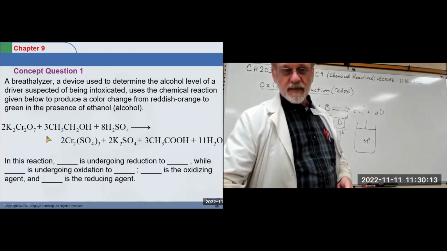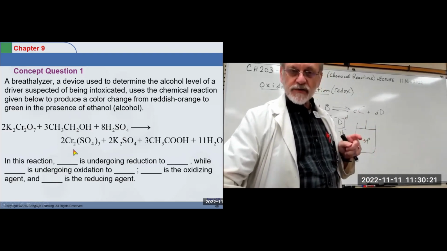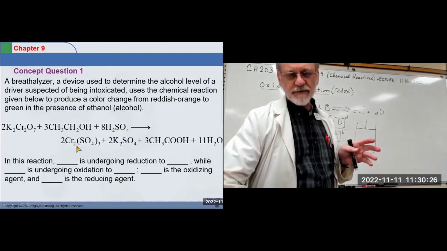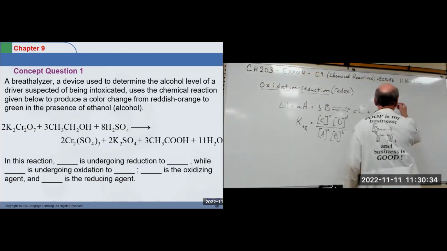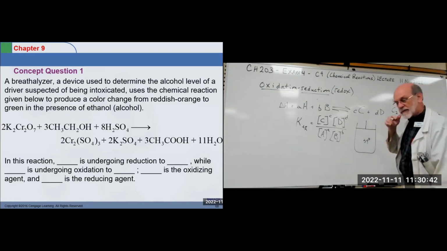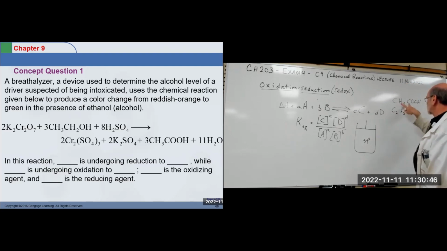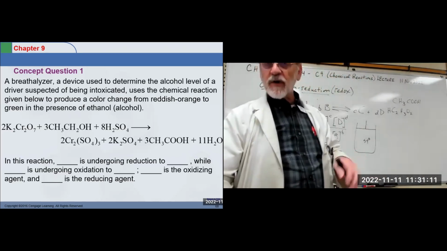So the reaction takes potassium dichromate, ethanol, and sulfuric acid. And that reaction produces chromium 3 sulfate, potassium sulfate, and CH3COOH. That's another way of writing acetic acid, C2H4O2. I should write it this way. There's your acidic hydrogen. We haven't talked about acids yet, but we will next chapter. They're the same molecule. And water. And it produces a reddish orange to green color in the presence of ethanol.